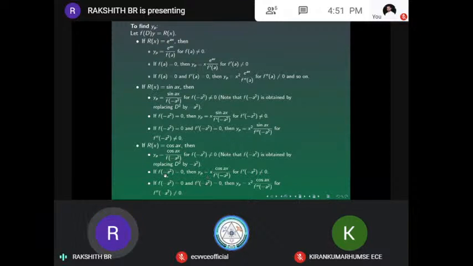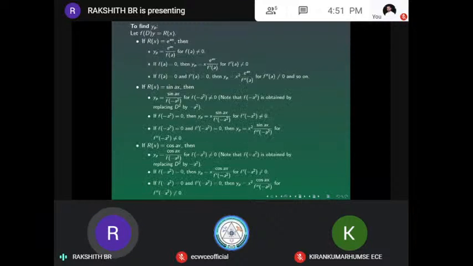Similarly, if f of minus a square is 0, then Yp is given by x into cos ax by f dash of minus a square. And this is true for f dash of minus a square not equal to 0. So likewise, we have the third case also. Suppose if f dash of minus a square is 0, then Yp is given by x square cos ax by f double dash of minus a square, for f double dash of minus a square not equal to 0.